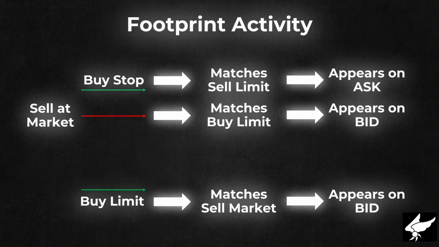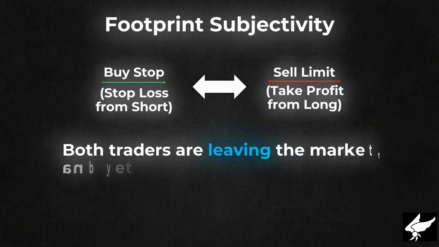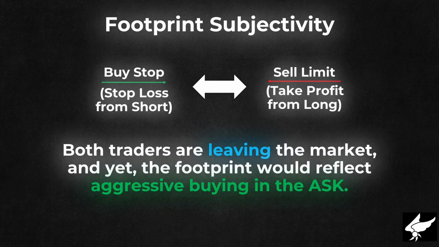It's key to remember that not all aggressive orders have intent of adding buying or selling pressure to the market. For example, the stop loss of a sell, which is a buy market order, can match a take profit from a buy, which is a sell limit order. This will appear on the ask. Both traders are leaving the market, and yet the footprint would reflect aggressive buying in the ask.